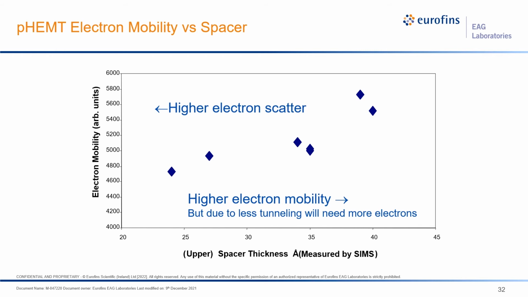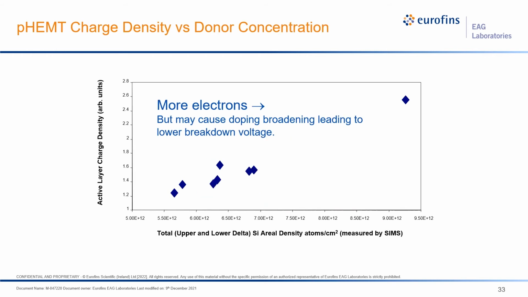So this gives us confidence that if one has to study the effect of the spacer on the mobility, you can use SIMS at high depth resolution to design new structures of pHEMTs. But as the electron mobility improves with thicker spacer thicknesses, you would need more electrons to go in, and then you need to correlate the total charge density that we measure by SIMS with the active charge density in electrical measurement.